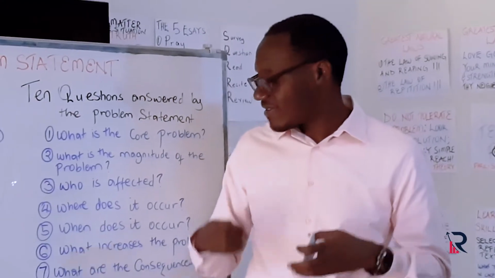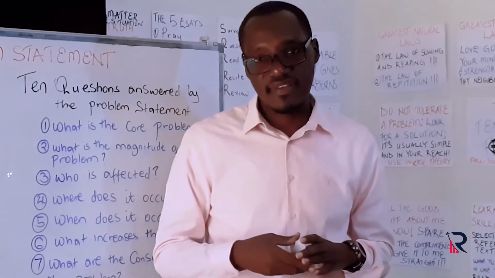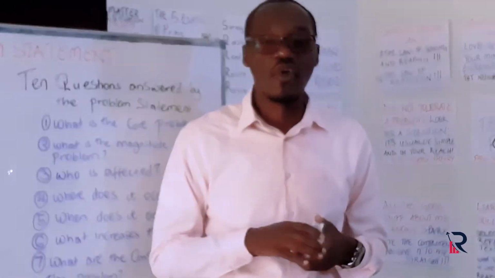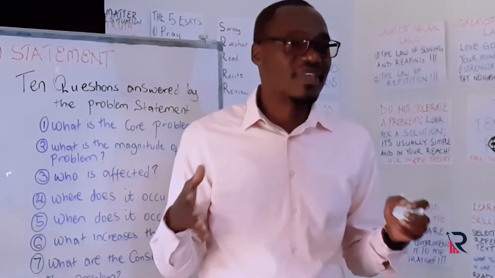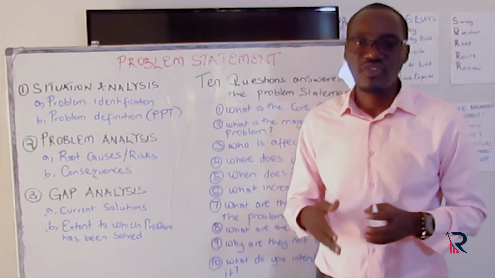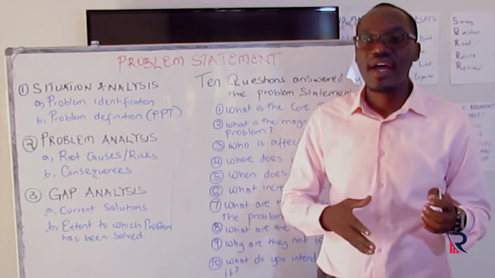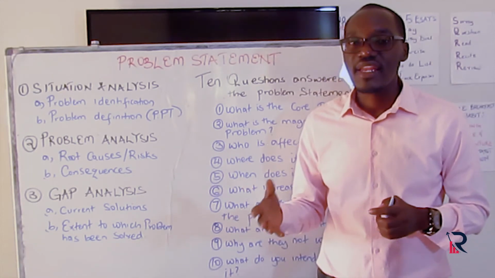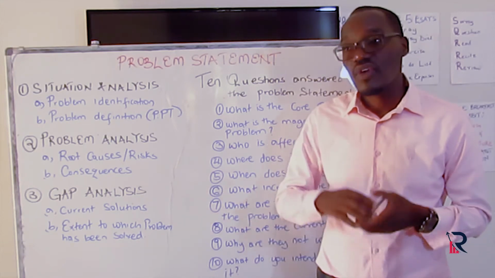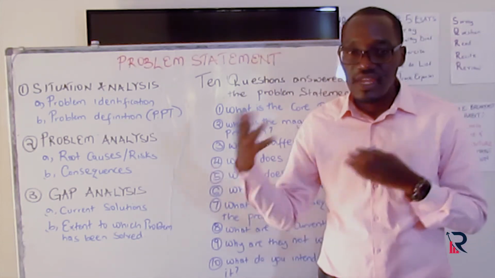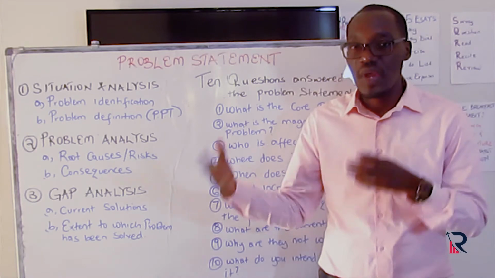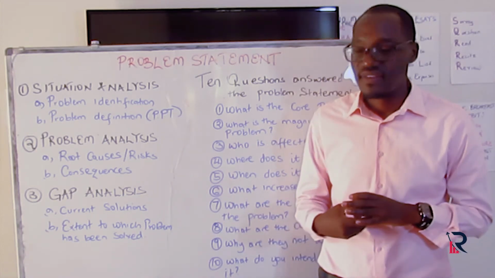Then you have to tell us when the problem occurs. So usually here you're giving the time component of the problem. Certain problems are seasonal. Alright, so we have a problem like diarrhea, and we know that diarrhea usually occurs in the rainy season. So you're likely to have it during that time, and you have to tell us that. Then there are problems which are perennial, which are occurring throughout. So you have to tell us when the problem occurs, okay?